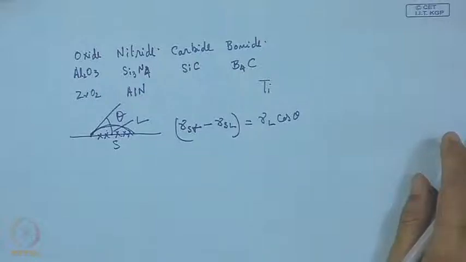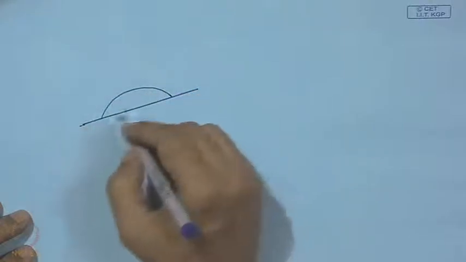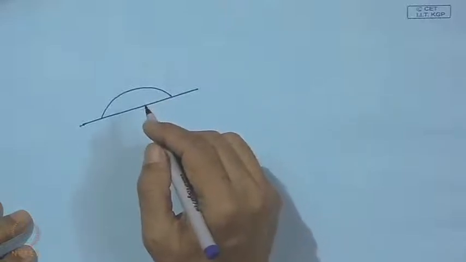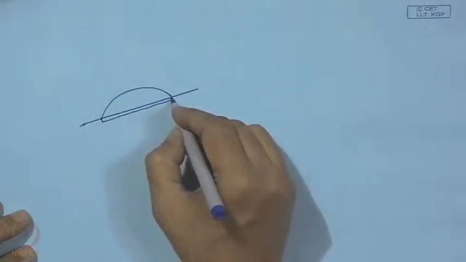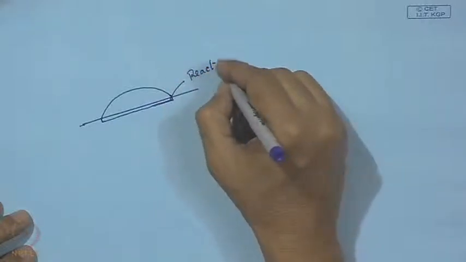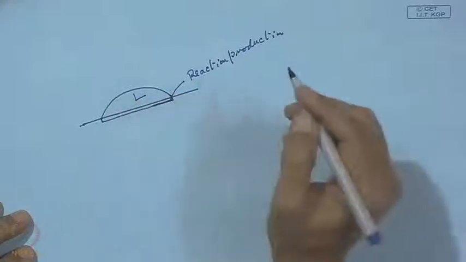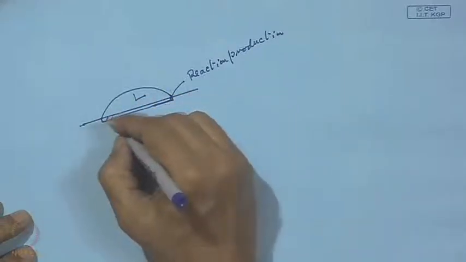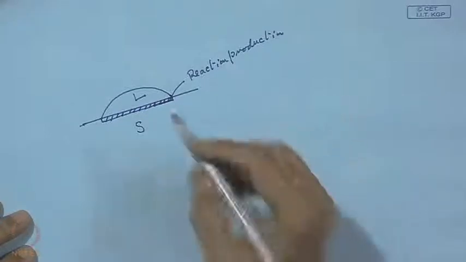But when we go to reactive wetting, in this case, what we can see is that the liquid surface is resting over this solid, but then this wetting is promoted at least by a chemical reaction in this zone. So, here we have a chemical reaction, and as a result a reaction product is formed. This is the reaction product, and it is now a three body system. That means, this is the liquid, this is the original solid, and here we have the reaction product, which is also a solid. So, in that case, it is a three phase system, 1, 2 and 3.